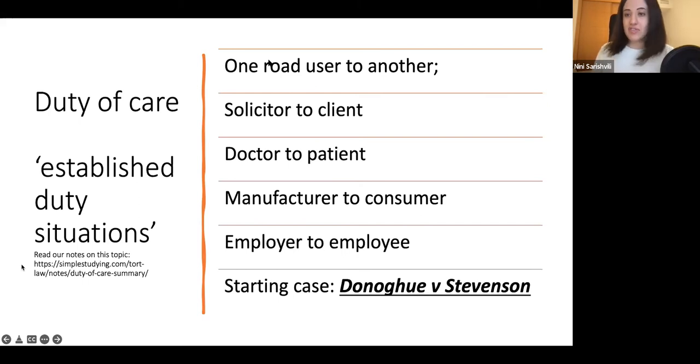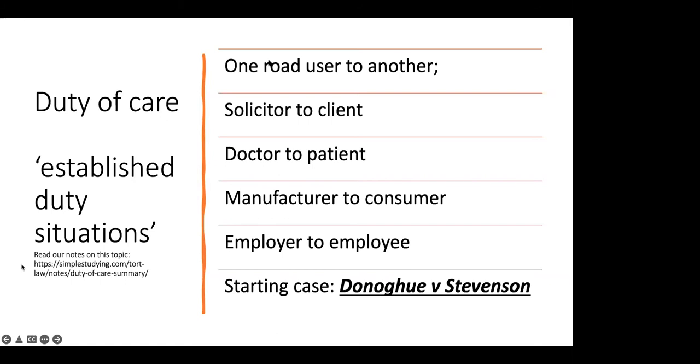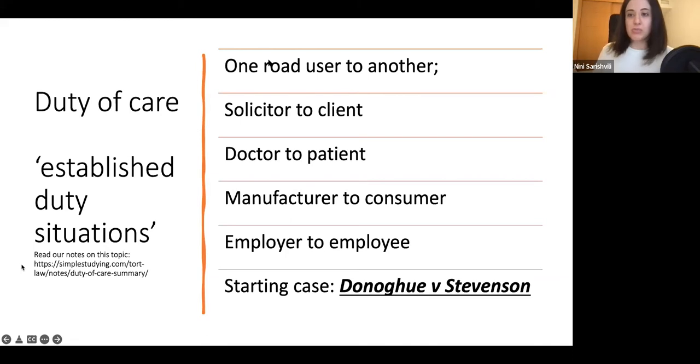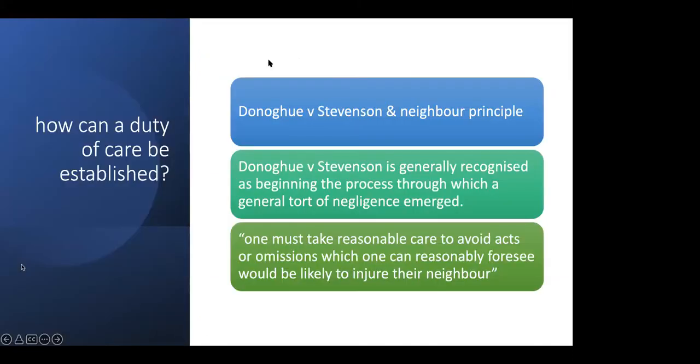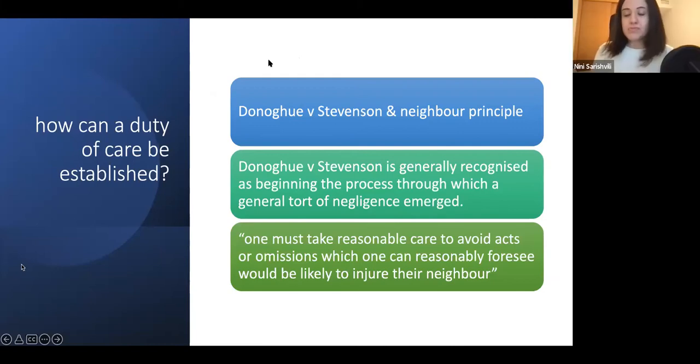However, today, the law on duty of care is a bit different than it used to be, and we're going to discuss exactly how duty of care was first established in Donoghue v Stevenson, what the main principles were back then, what has changed after that, and how the law developed. In Donoghue v Stevenson, the neighbour principle was established. It was generally recognized as beginning the process through which a general tort of negligence emerged. One must take reasonable care to avoid acts or omissions which one can reasonably foresee would be likely to injure their neighbour.